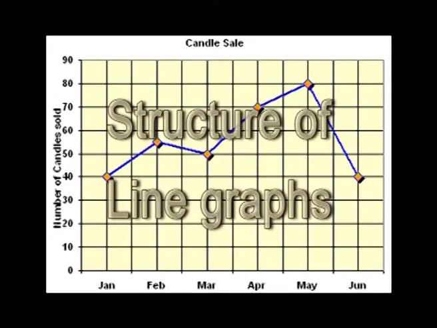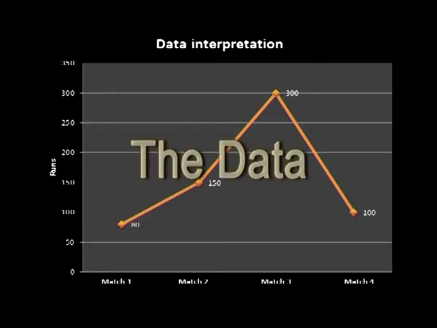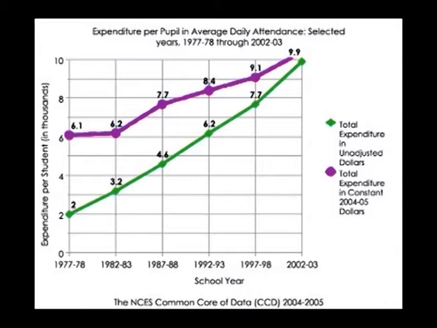Structure of line graph. Look at the example of a line graph below. Based on the analysis of this graph, different parts of a line graph can be listed. The data. The most important part of your graph is the information or data it contains. It can present more than one group of data at a time. In this graph, two sets of data are presented.